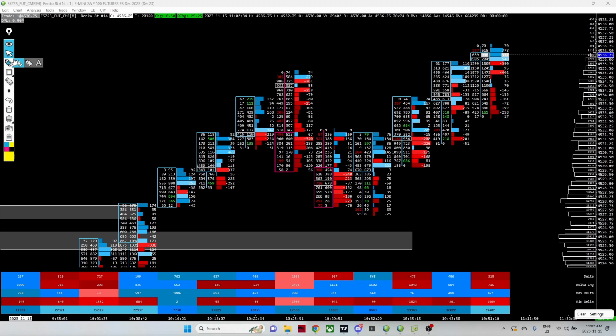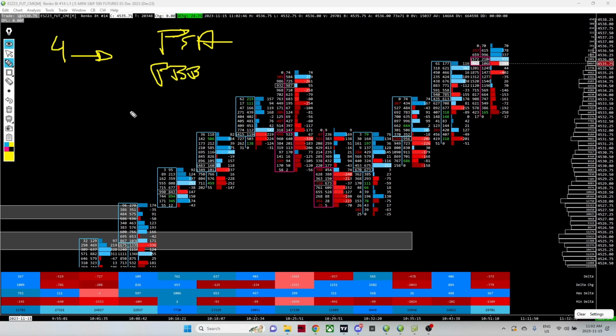It's important to know that there are 4 different types of transactions in the marketplace. Passive ask, so that's passive selling at the ask, passive buying at the bid, and then your 2 aggressive orders, right? Aggressive ask, aggressive bid. This is a buy, this is a sell. This is a sell, this is a buy.